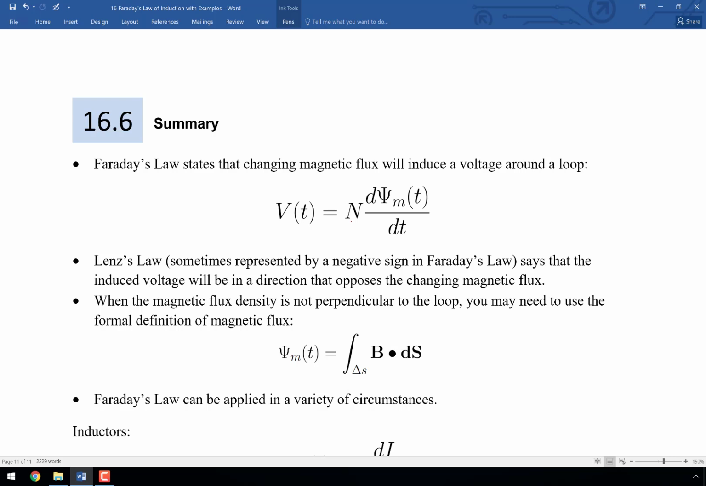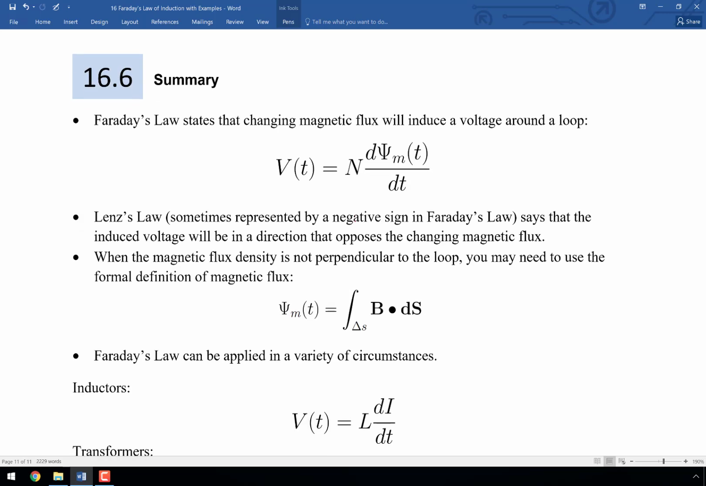That is Faraday's law. And Lenz's law, which is sometimes represented with a negative sign in Faraday's law, says the induced voltage and the induced current that corresponds to that voltage will be in a direction that opposes the changing magnetic flux. Whatever the change is, we're going to oppose that change. If it's becoming more positive upward, then our induced current is going to be pointing downward. If it's becoming less positive upward, then the change is actually negative, and then our induced current would be pointing upward to counterbalance that change.